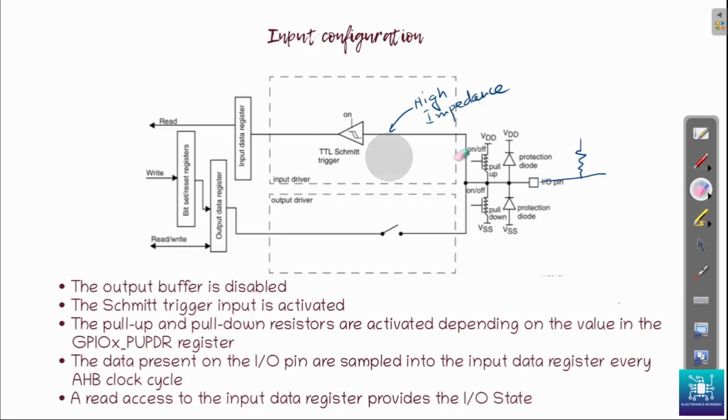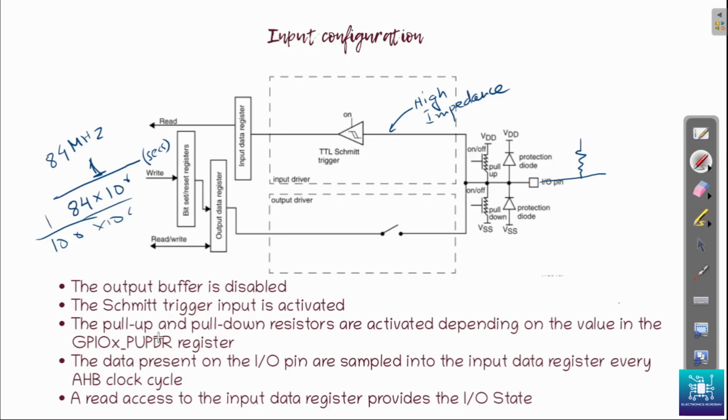So AHB clock cycle would mean, if the AHB clock is 84 megahertz, say, the sampling time is going to be every 1 over 84 into 10 to the power of 6 seconds. Okay, so this is going to be the sampling time. If it's 100 megahertz, the sampling time is going to be faster. It's going to be 1 over 100 into 10 to the power of 6. Okay. And a read access to the input data register provides the IO state. So if we read this register, it will tell me what data I have.